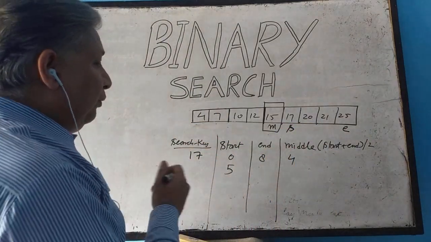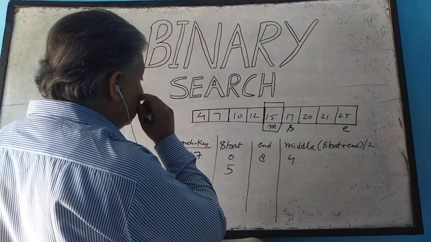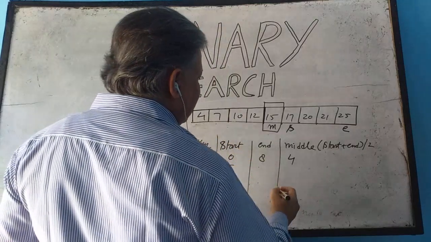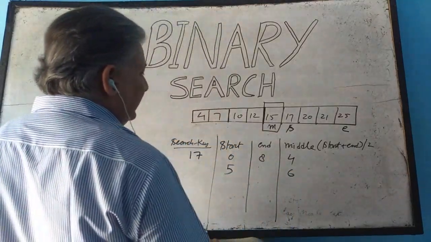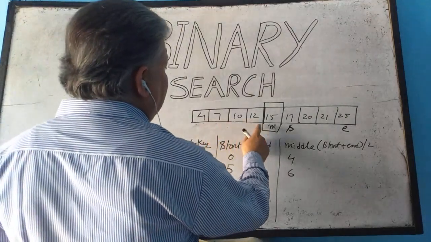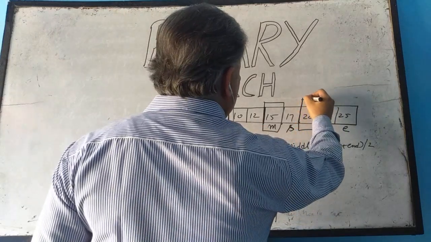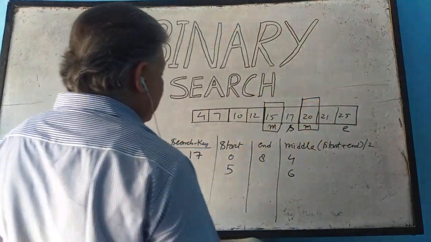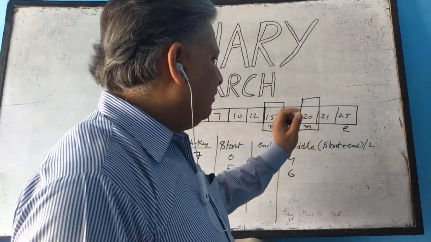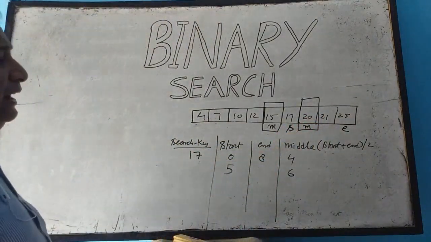Now, what is our new middle? 5 plus 8 divided by 2. 13 divided by 2 is 6. So index number 6 is our new middle. 1, 2, 3, 4, 5, 6. This is our new middle. We compare 17 with the number at the middle. So is 17 equal? No. Is 17 more? No. Is 17 less? Yes. So it is going to be at the left hand side.